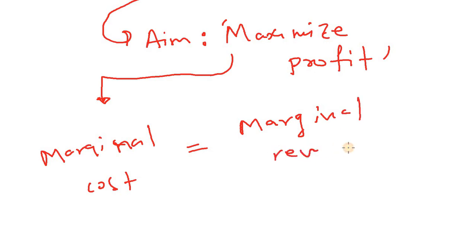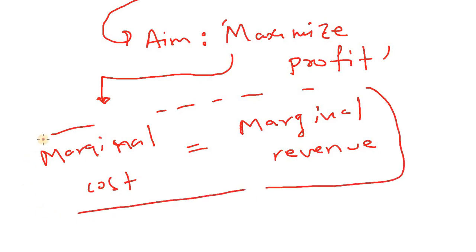Now I'll try to explain this later on, but mathematically we can show that the profit is maximized when marginal cost is equal to marginal revenue. So we know what marginal cost is, we have covered this before. So what is marginal revenue? I think you can guess this.